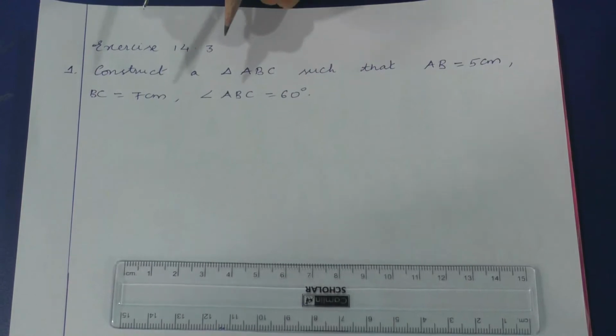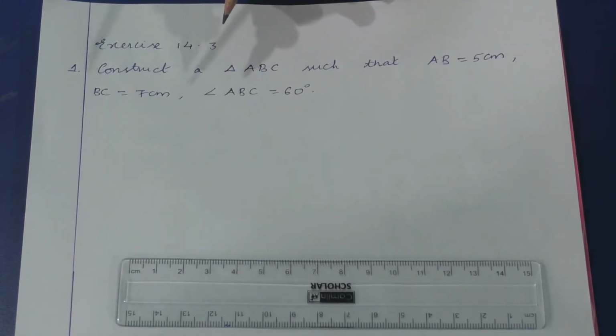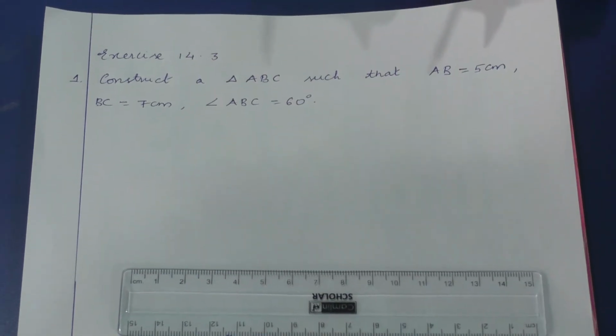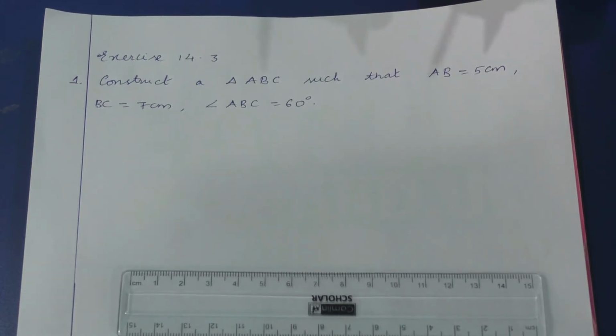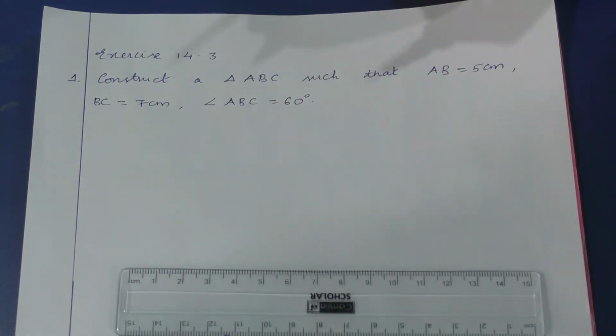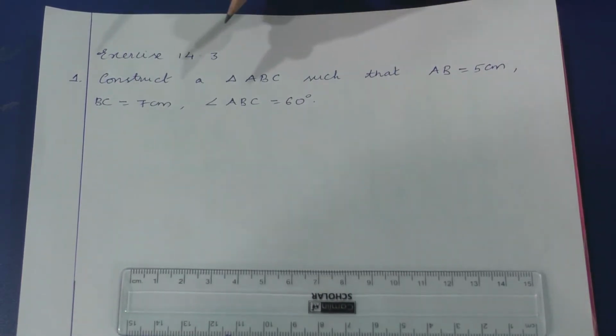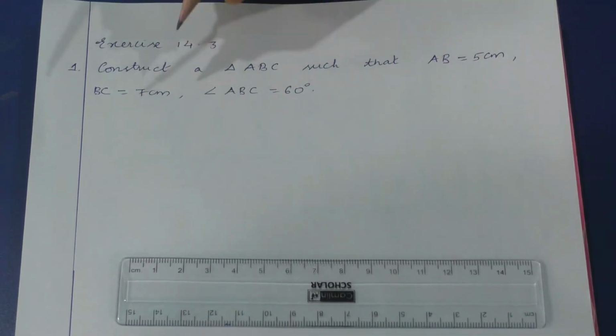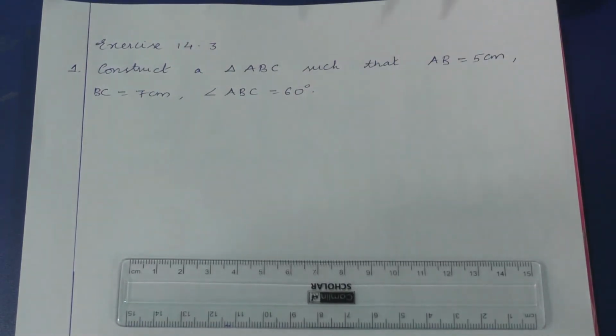Now let's see the construction of a triangle when the lengths of two sides and the measure of the included angle are given, that is by SAS criterion. So here from exercise 14.3, question number 1. Construct a triangle ABC such that AB is equal to 5 cm, BC is equal to 7 cm and angle ABC is equal to 60 degree. So here two lengths are given and one angle.